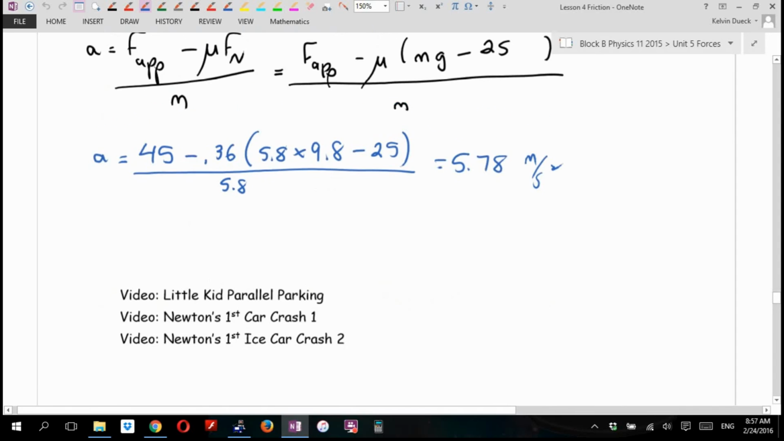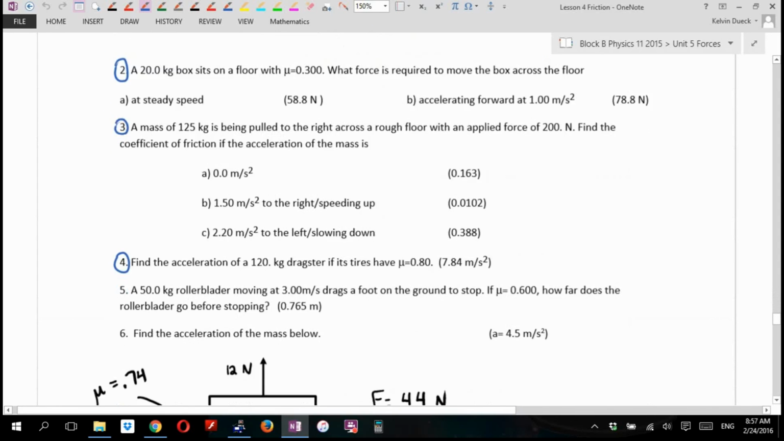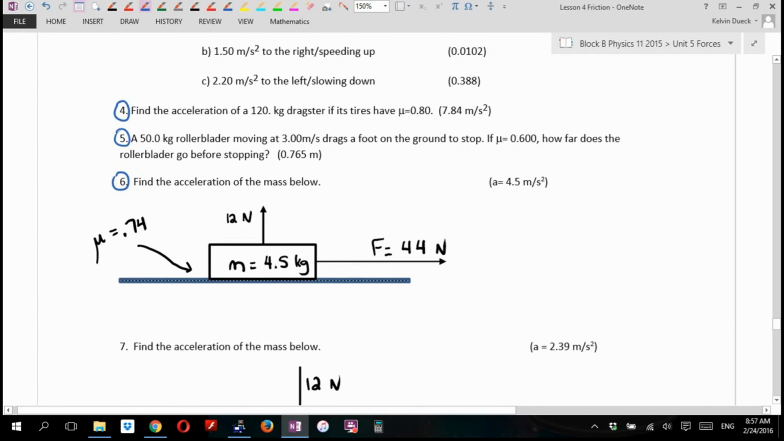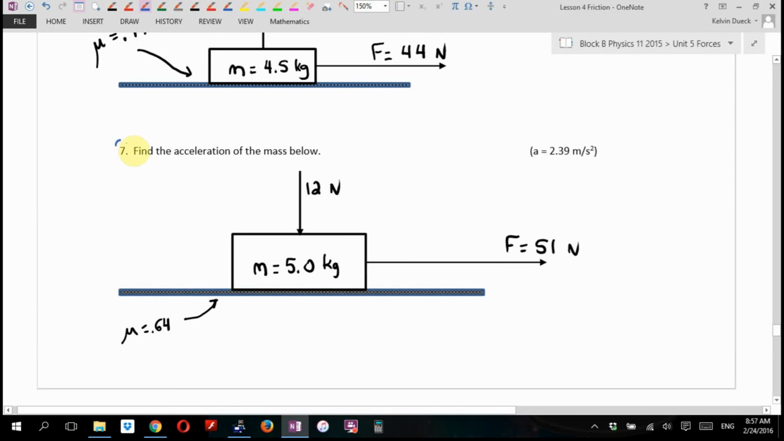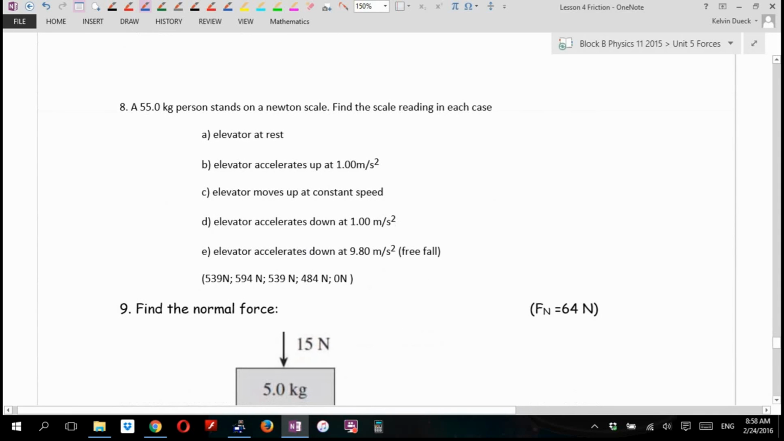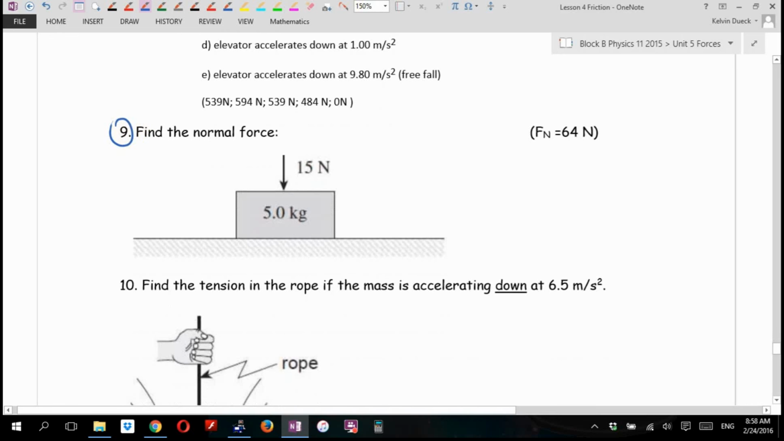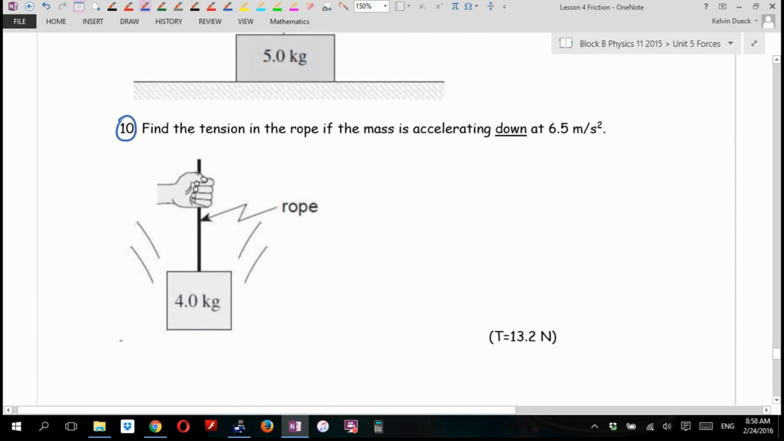So speaking of homework, what is your homework? I already assigned 1, 2, and 3. You can now do 5. I'm going to assign most of this. 6. 7 looks very similar to the question that we just did, although in this case, I think the 12 is pushing down instead of the 25 pushing up. You might have to tweak it a little bit. 8, elevator question. 9 is just asking you to find the normal force. Good free body diagram. 10, hey, tension, this is not friction. This is a nice review of what we've been doing so far.